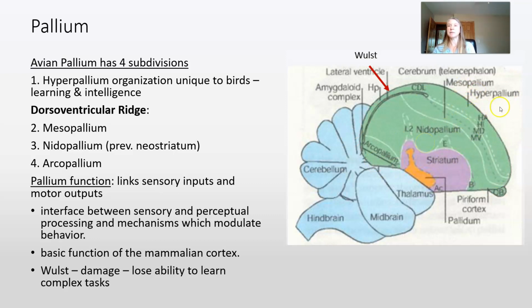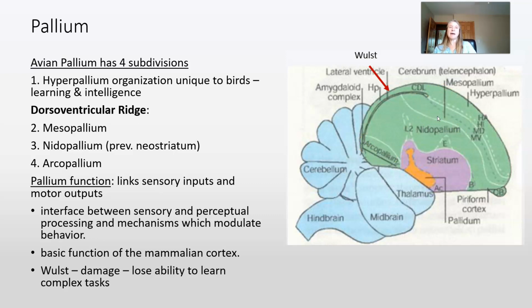So it has a hyperpallium up in here. This hyperpallium, the organization, is unique to birds. This is where the learning and intelligence happens in birds, in the hyperpallium. We also have this dorsal ventricular ridge, the rest of the area, and this is where we have the mesopallium, the nidopallium, and the archopallium. So here's the nidopallium, the archopallium, and the mesopallium up in here.